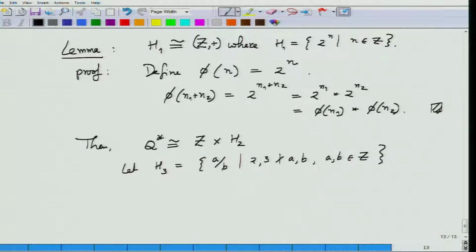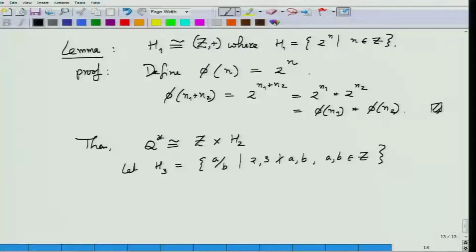so if you define H3 as all rational numbers where numerator and denominator are neither divisible by 2 nor by 3, this is taking out all powers of 3. So there is another group which we have taken out, which is all powers of 3. That is also isomorphic to Z, for the same reason that all powers of 2 are isomorphic to Z. Then we can write Q star as isomorphic to Z cross Z cross H3.